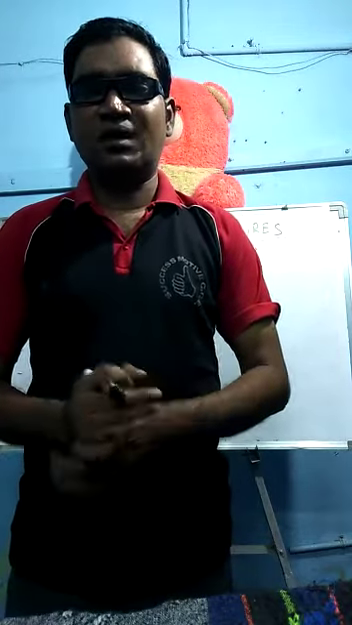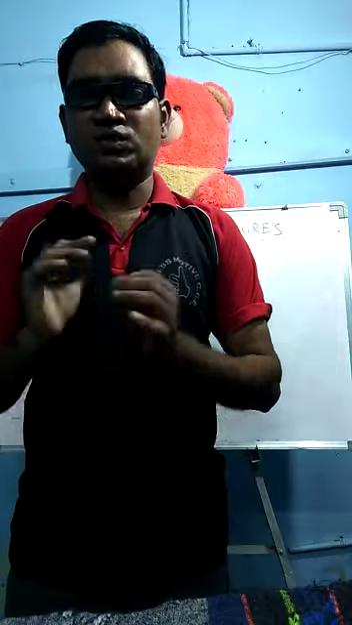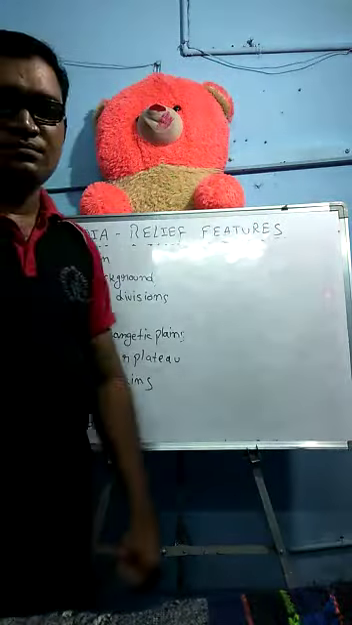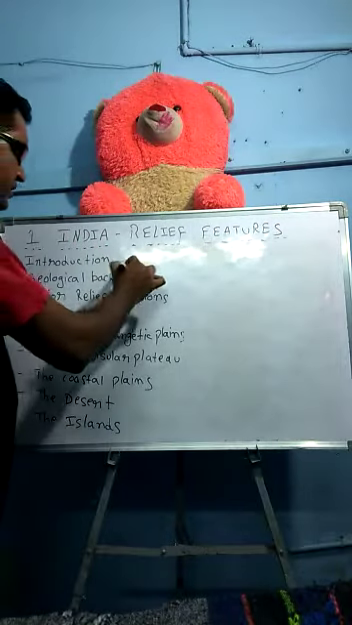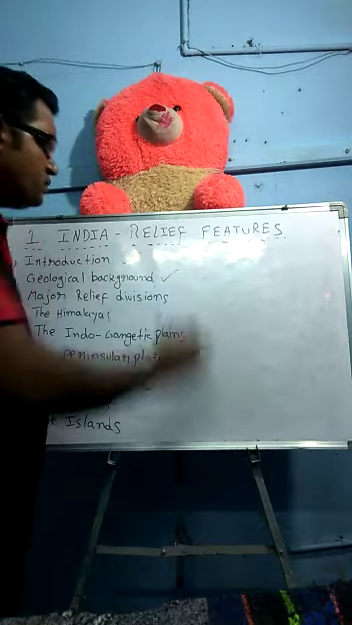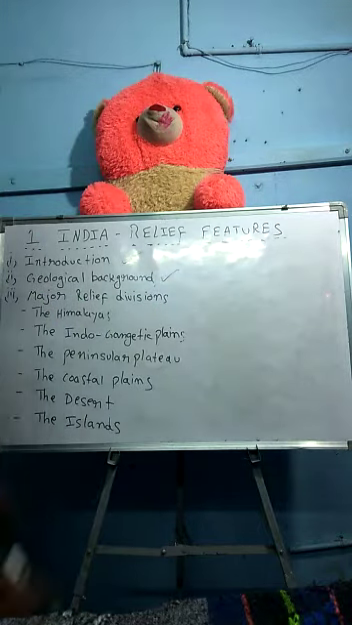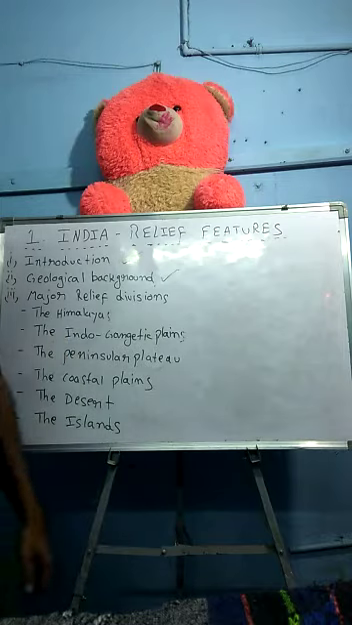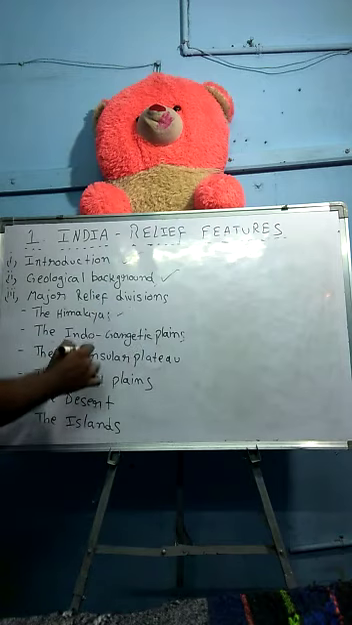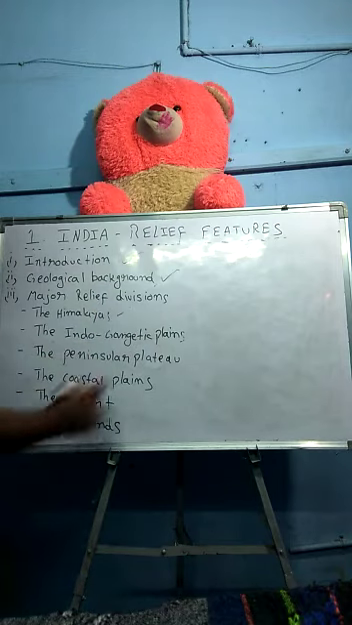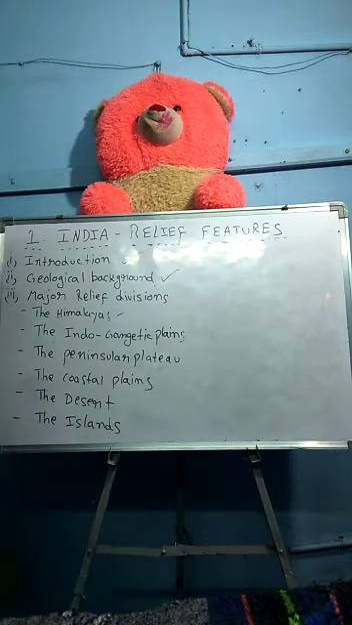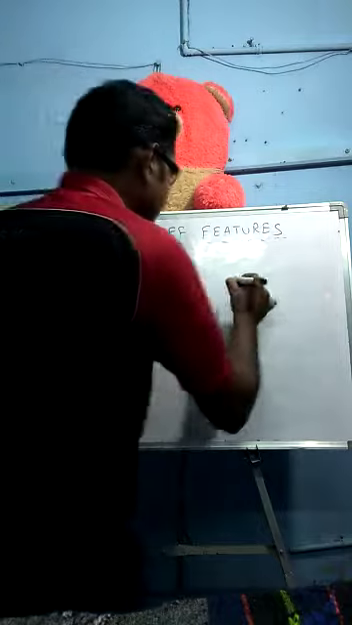Last class, I started 10th class social lesson number 1, India relief features. The introduction part is completed. Next, the geological background is also completed. Today's topic is major relief divisions of India. It has 6 divisions: Himalayas, Indo-Gangetic Plains, Peninsular Plateau, coastal plains, deserts, and islands. I will show all the details on the map.